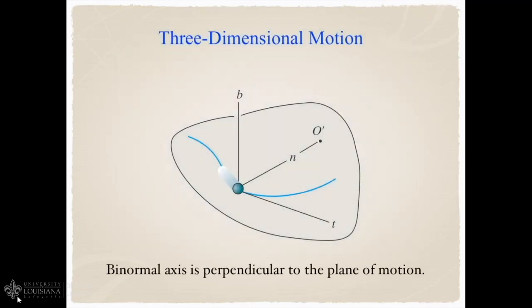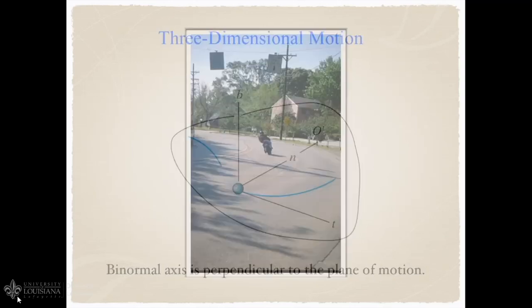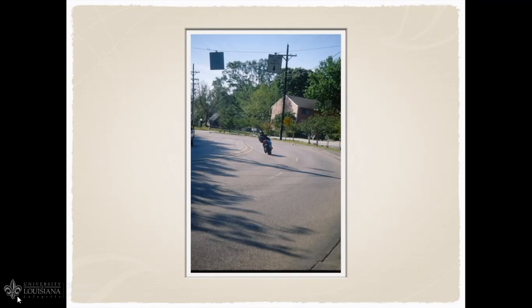Now, in 3 dimensions, a third axis is needed, and we refer to that as the binormal axis. It's perpendicular to the plane of motion. And remember, within the plane of motion, we always have the n and the t coordinate axes. There's no motion in this direction. Now, with this in mind, let's see if you can establish the n, t, and b axes for this motorcyclist as he rounds this curve.